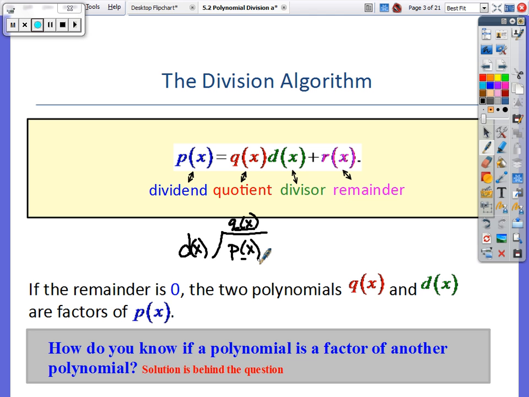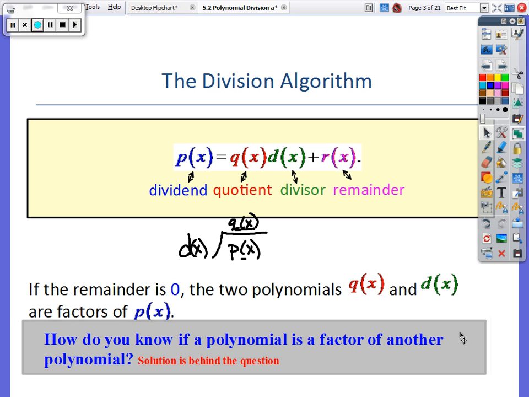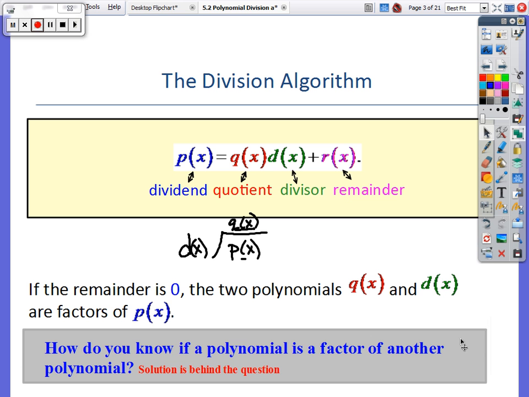And we'll be able to do it with polynomials as well. One thing to take a look at here: how do you know if a polynomial is a factor of another polynomial? How you know that is if the remainder is 0. If the remainder is 0 in this division problem, you know it goes into it evenly. Think about numbers. How do I know that 3 goes into 12? How do I know that 3 is a factor of 12? That's another way of looking at it.